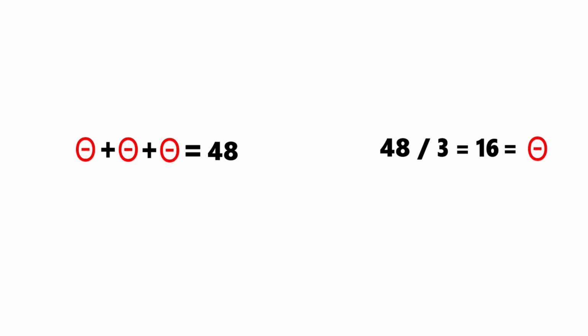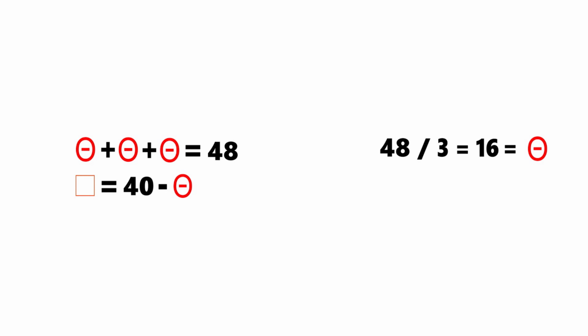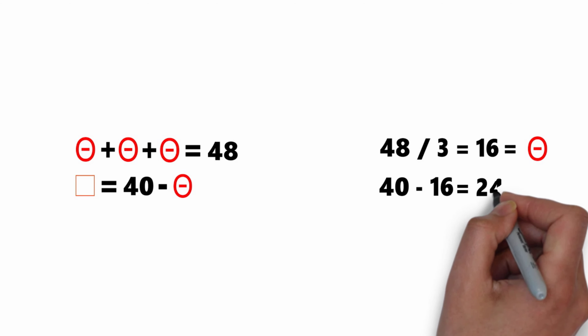In the next step, we need to calculate the square. Square equals 40 minus the circle, which equals 40 minus 16, and the result equals 24.